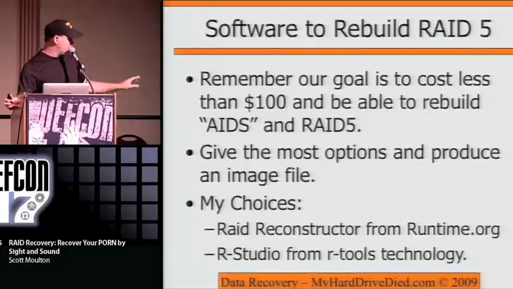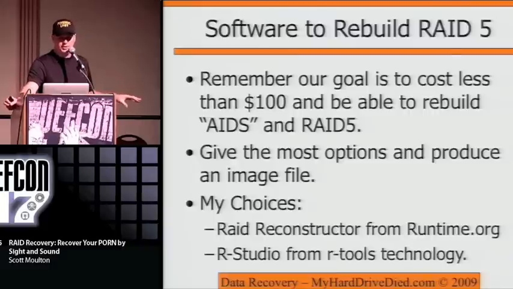I have 2 primary choices that I would use. RAID Reconstructor from runtime.org is $99, and then there's R-Studio from R-Tools. That's actually a great buy because R-Studio is $79 or something for their standard edition, and it does like all the file systems except for XFS and ZFS, but it does the rest of them. So you can typically do everything all at once, including Mac OS or whatever.